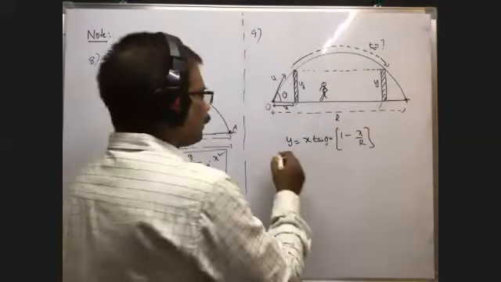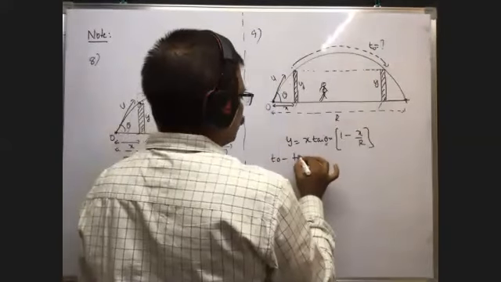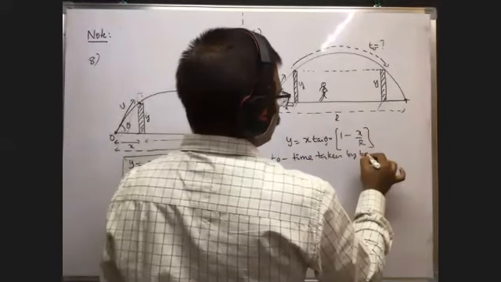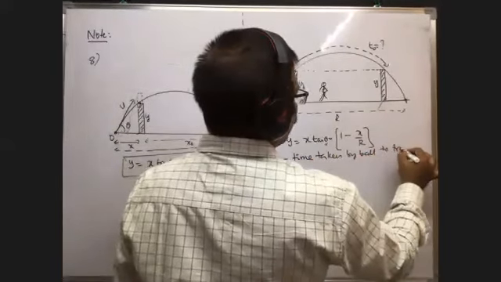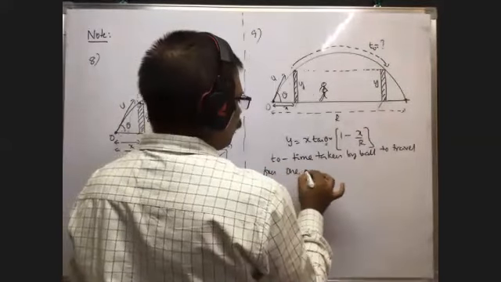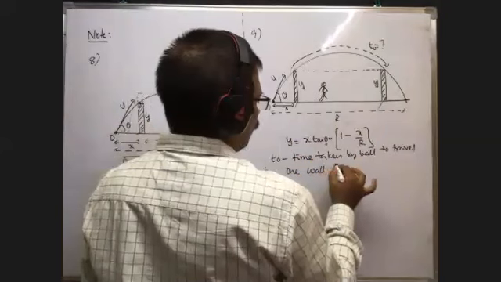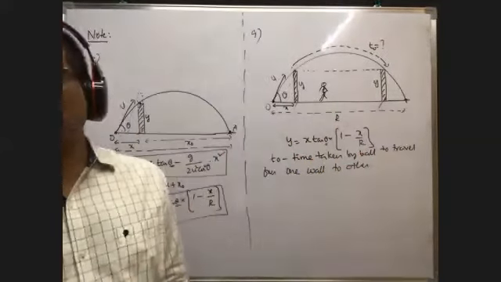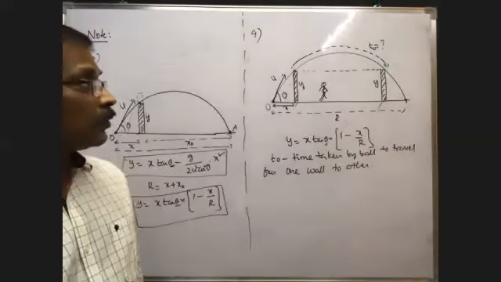So t naught is the time taken by the ball to travel from one wall to the other. Time taken by the ball to travel from one wall to the other. That is the question they asked.